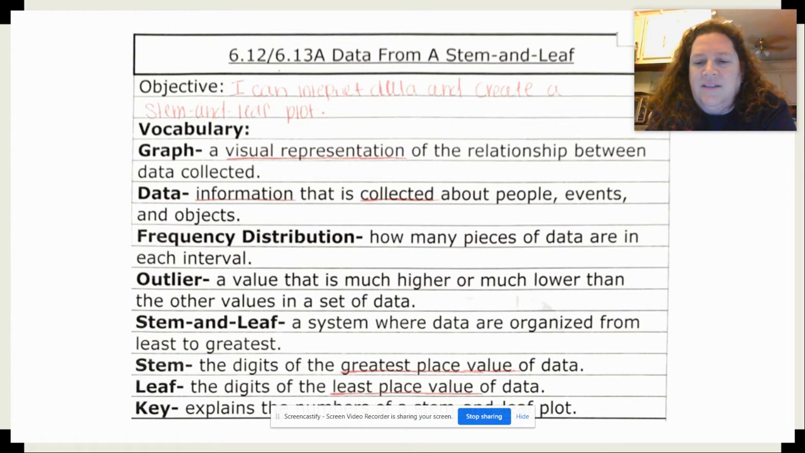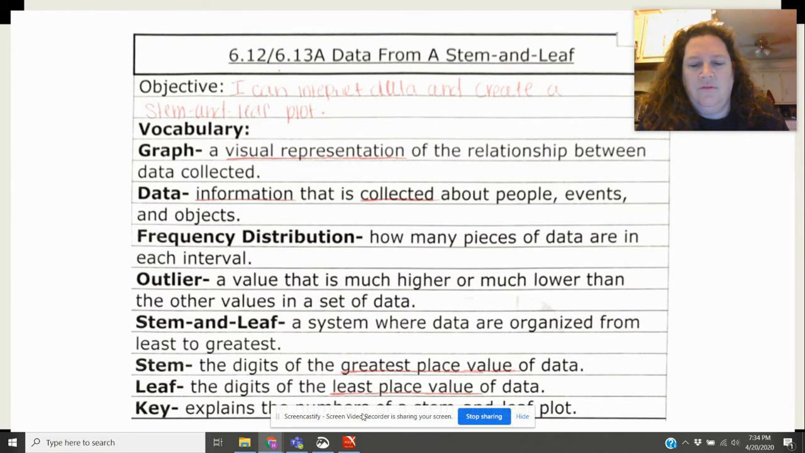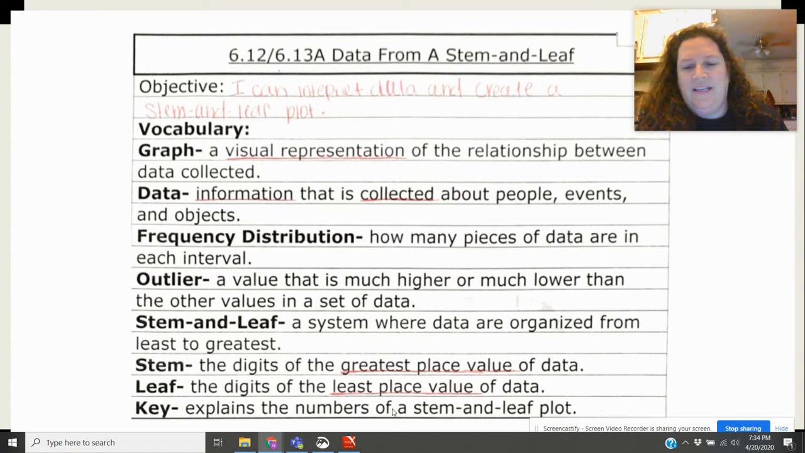Stem and leaf is a system where data is organized from least to greatest, and you'll see what I mean when we start talking about them. The stem is the digits of the greatest place value or values. Let me see if I can move this. Hey, it moves around. All right, that's nice. Okay. Leaf, the digits of the least place value of data.